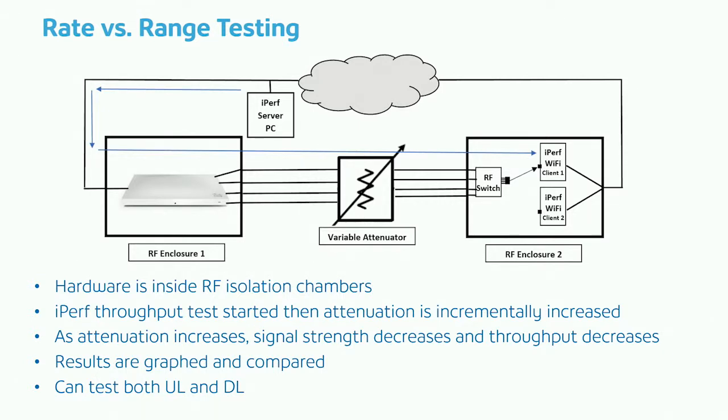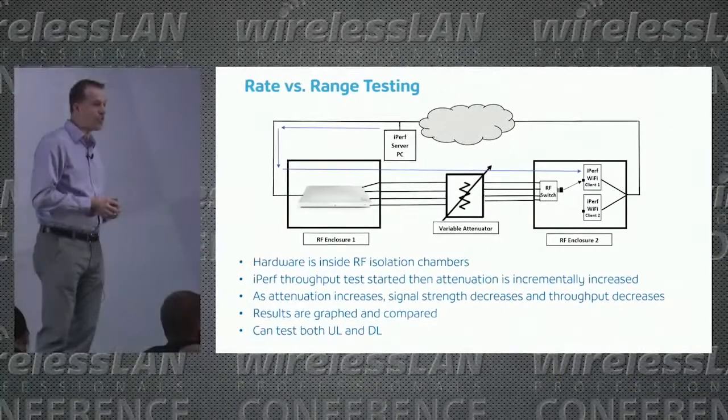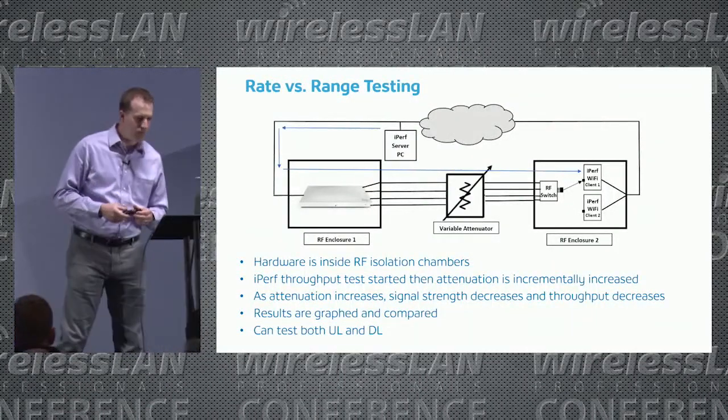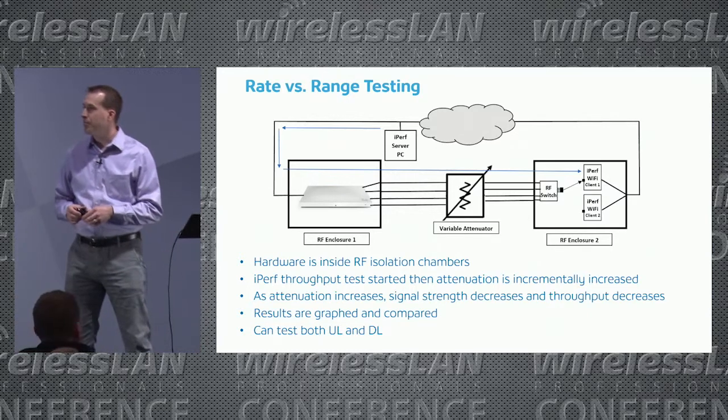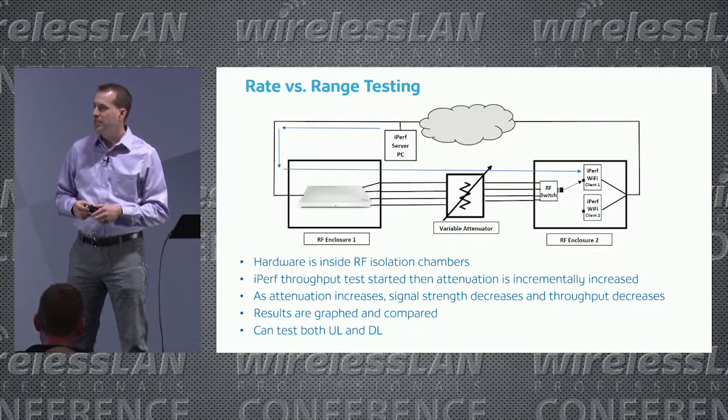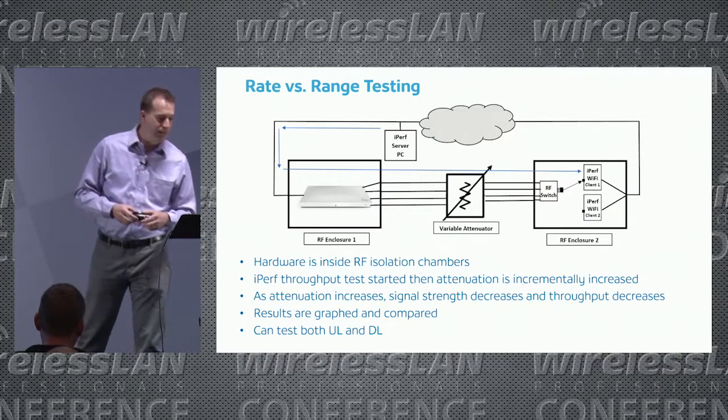iPerf is set up on both the AP end and on the client, and then attenuation is incrementally increased. When the attenuation is low, your throughput, your signal strength at your client will be high and you'll have maximum throughput. But as you increase your attenuation, your signal strength will decrease and so will the throughput. The results can be graphed and compared, and it's useful to compare different AP models or different firmware revisions. This setup can test both uplink and downlink tests.